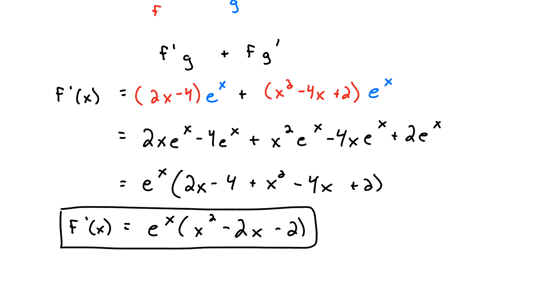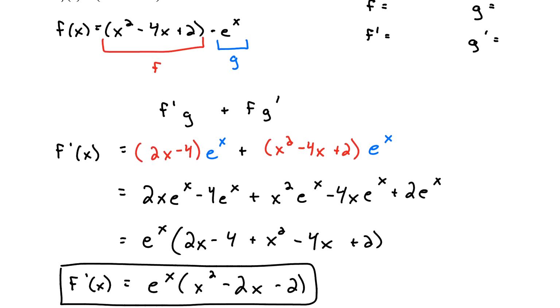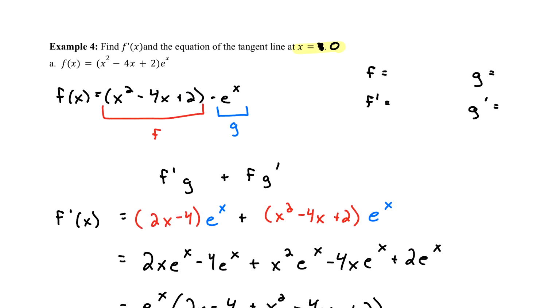So the product rule we've seen, we've done that a couple times now. The new part, or rather the old part then, is to write the equation of the tangent line at x equals 0. So remember, for the equation of the tangent line, I need three things. I need an x value, which will always be given to you. I need a y value, and I need a slope.